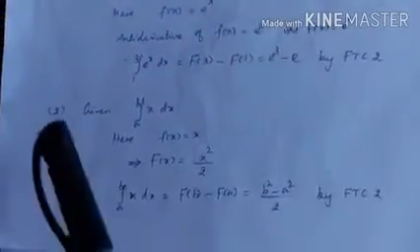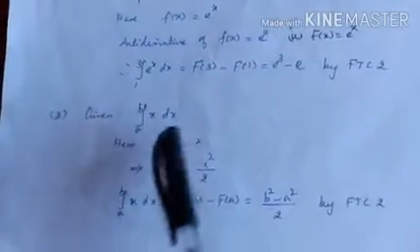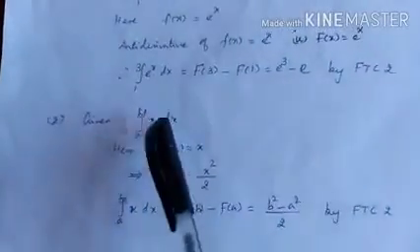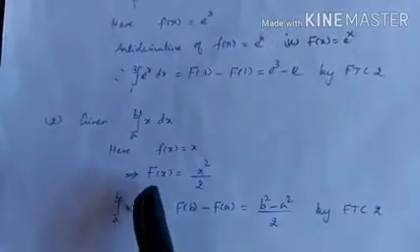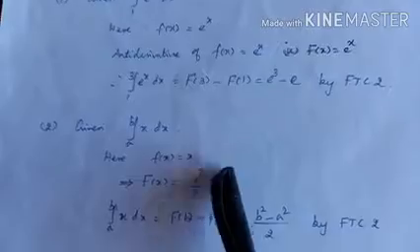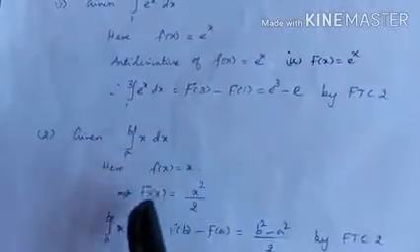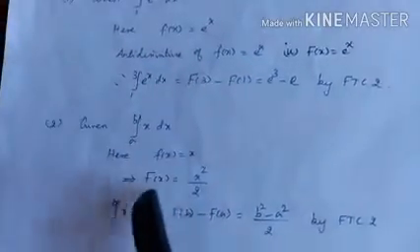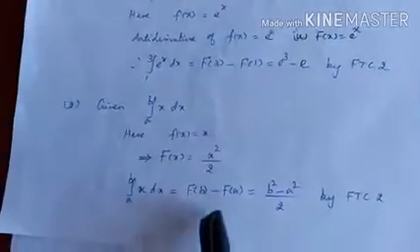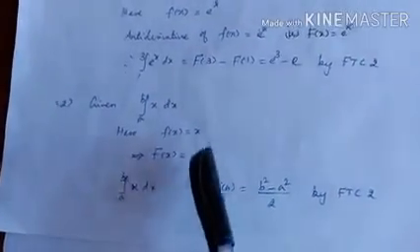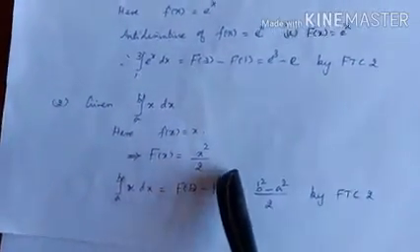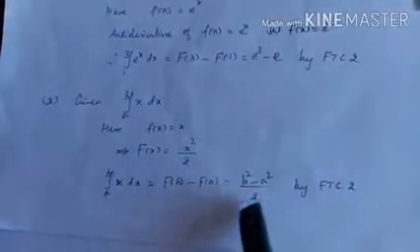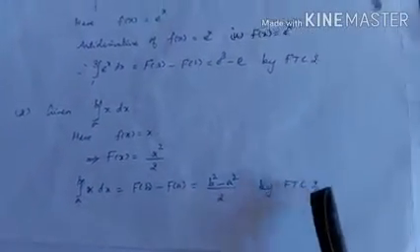Let us try another problem. Integral a to b x dx. So small f of x is x. What is capital F of x? x square by 2. The integration of small f is capital F. Once you know capital F of x, the value of the integral is F of b minus F of a. That is b square by 2 minus a square by 2, or b square minus a square by 2, by the fundamental theorem of calculus part 2.